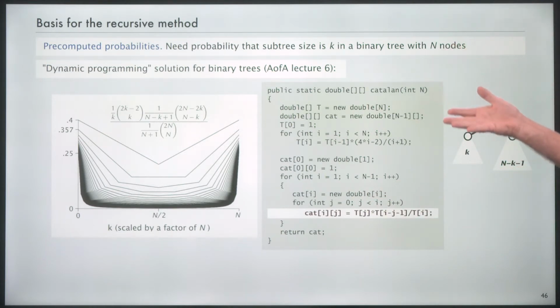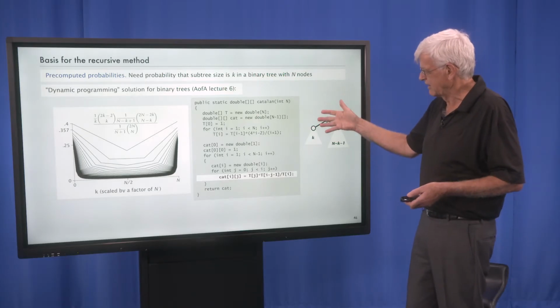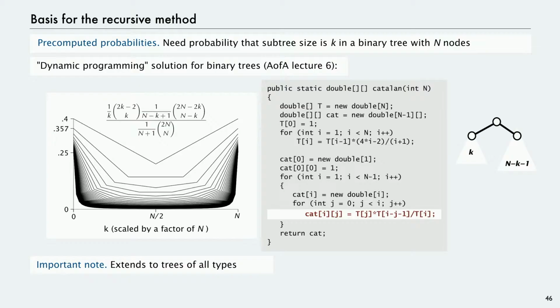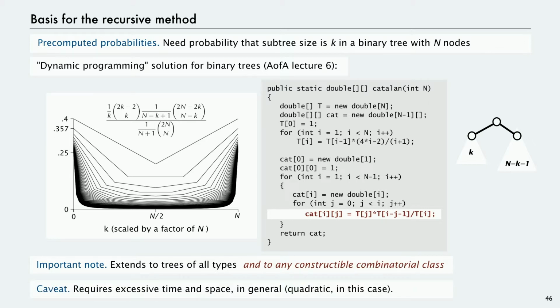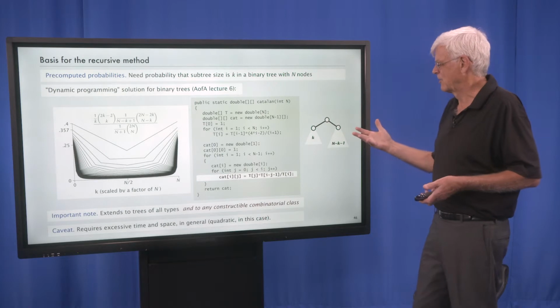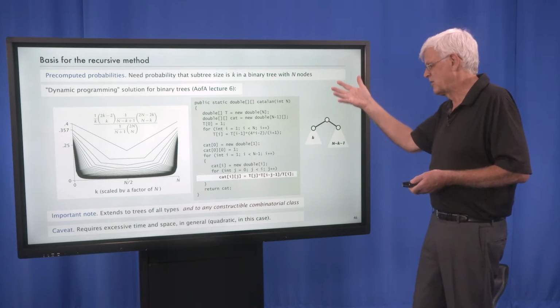We keep a two-dimensional array, and we discussed this code in the analysis of algorithms course. The key thing is, number one, you can use the same technique for all kinds of trees. Basically the same kind of idea, more complicated program. And it turns out you can use the same technique for any constructible combinatorial class, and I'll come back to that. But the caveat is that it's going to require a lot of time and space in general. In this case, it's quadratic. We have nested for loops. So that's going to prohibit us from generating huge trees.